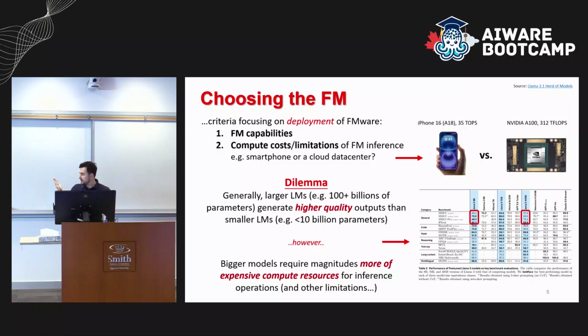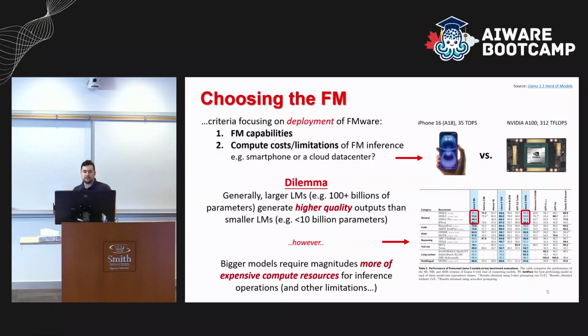So for example, just a couple of examples, you can see at the top. What if you're deploying your FMware app on an iPhone? An iPhone, for example, iPhone 16 has the A18 chip, which has an NPU with about 35 trillion operations per second. That's the TOPS. Pretty cool. Seems like a lot.